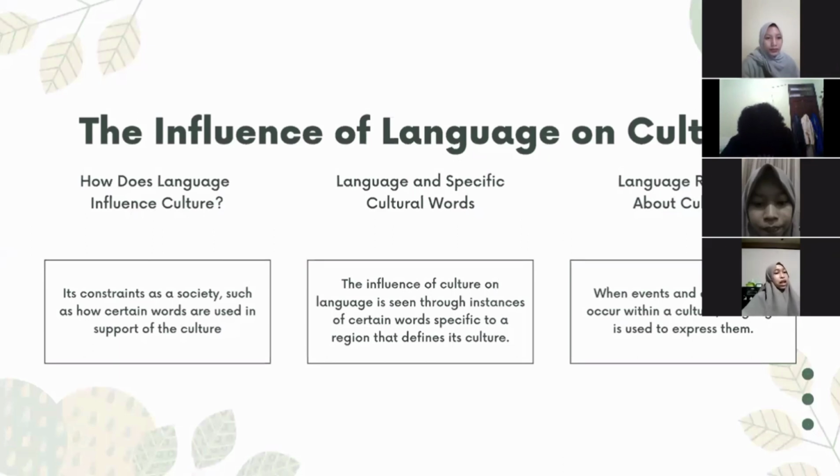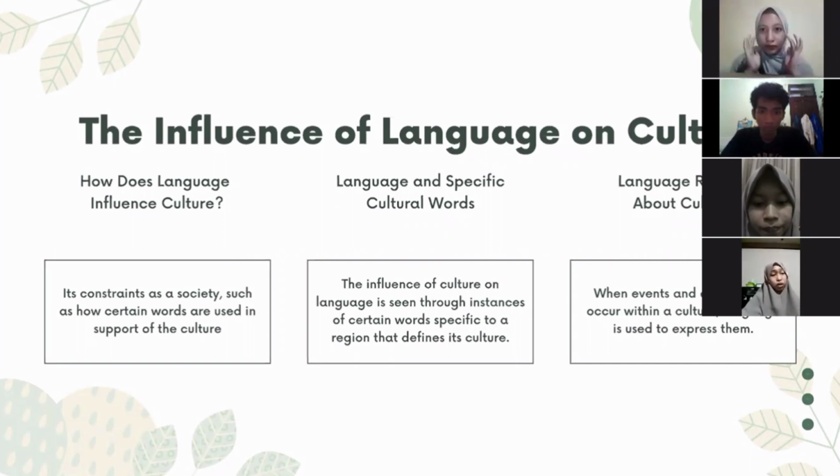The second one is language and cultural words. The influence of culture on language is seen through instances of a region that defines its culture. A prime example can be found in the United States with the use of words that mean you all. Each variation of this phrase really identifies the region. For example, in the South, they will say y'all. In Appalachia, they will say yuns or you ones. And in Pennsylvania, they say you ones. And the North says you guys, which is the simplest form that is inclusive.